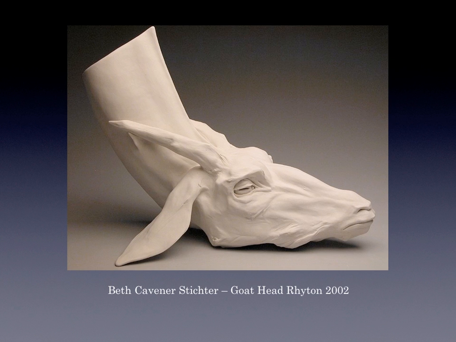And the last image in my presentation is a goat head rhyton. These horn-shaped cups were a symbol of power and imperial majesty. Not any average Joe off the street could acquire one of these rhytons. Sometimes they were formed from actual horns, or in this case, porcelain clay, from the artist Beth Cavener Stichter, created in 2002. I think what appeals to me the most is the almost look of death on the face of this goat. Eyes squinted, loose skin. Very interesting.